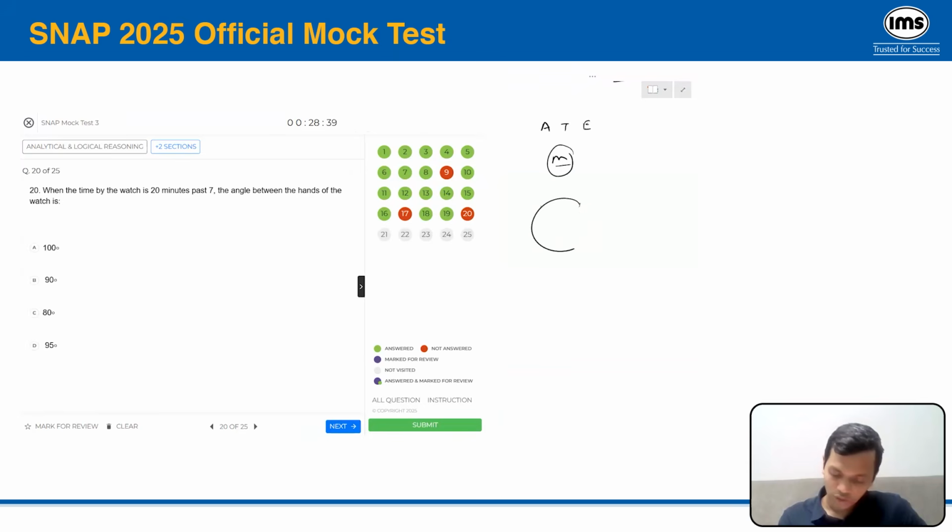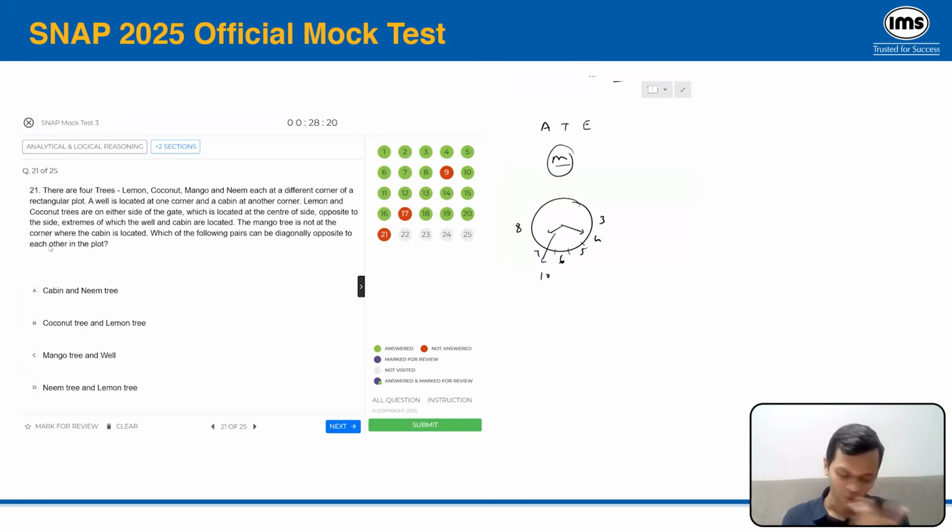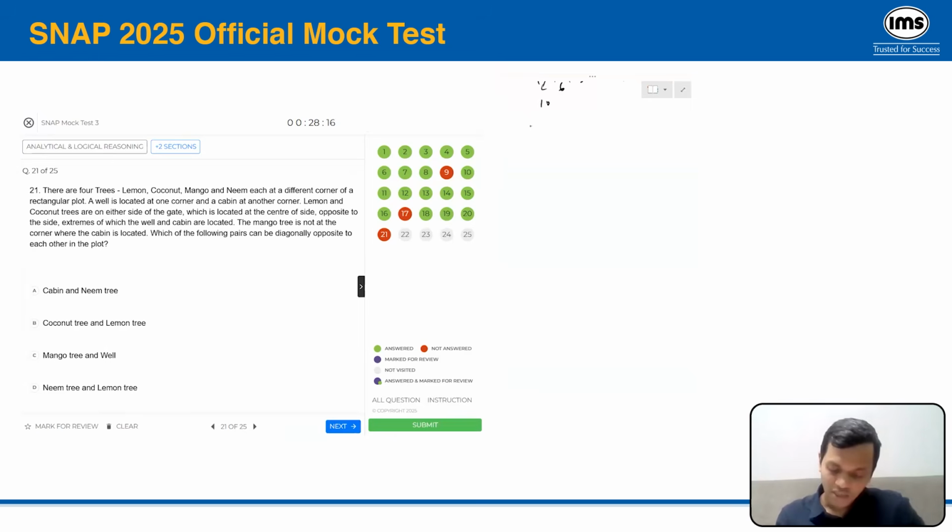When the time by the watch is 20 minutes past 7, the angle between the hands of the watch is, so 6, 7, 5, 4, 3. So 7:20. So slightly ahead, right? 20 minutes from its position. So that's going to be 10 degrees, then 30, 30, 30. So 100 degrees. There's a formula also to solve these questions, but I generally don't use it. I think with formula, it would be much easier to handle.